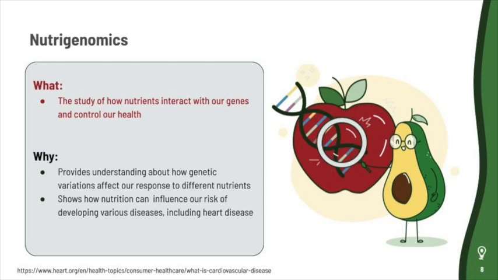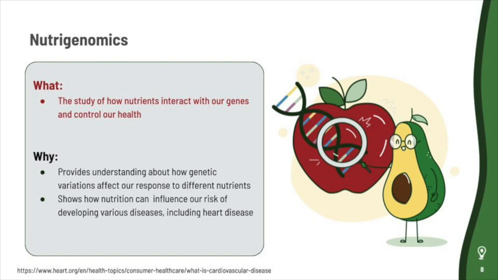Now, I promise there won't be a spelling test for the word at the top of the screen here at the end of our presentation. That word is nutrigenomics, and nutrigenomics is a rapidly growing field that studies how the nutrients we consume interact with our genes and affect our health. It focuses on understanding how individual genetic variations affect our response to different nutrients and how this can influence our risk of developing certain diseases, including, of course, heart disease.